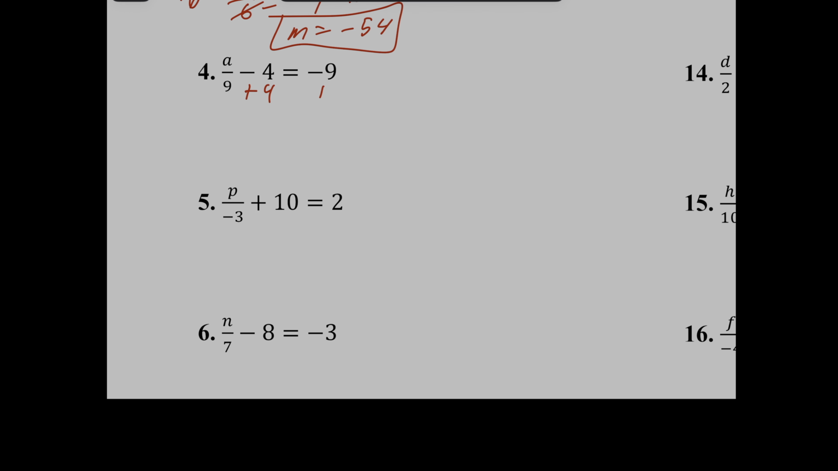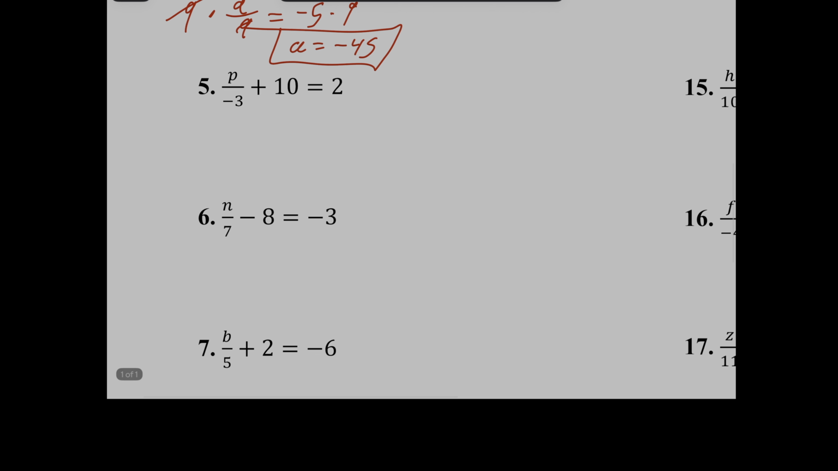All right, let's go on to number 4. I'm going to add 4 to both sides. Boom, die. And I get a over 9 equals -5. I'm going to multiply each side by 9. Boom, they go away. And now my a equals -45.